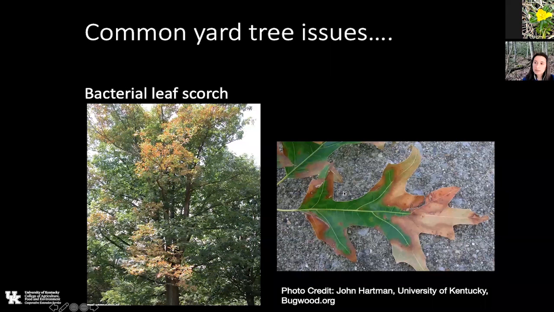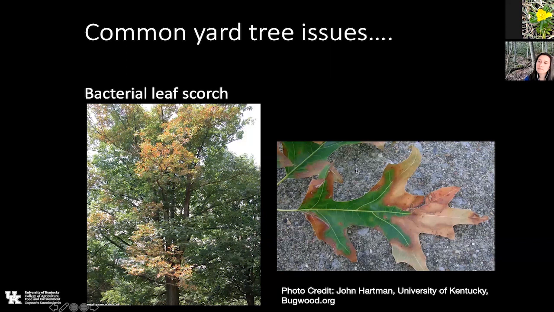But one of the ways that we can address it is to think about tree selection, think about diversity, and increase the diversity of areas so that if one tree gets it, not all of your trees are going to get it. You're going to have a diversity of different trees that buffers them from some of those issues.